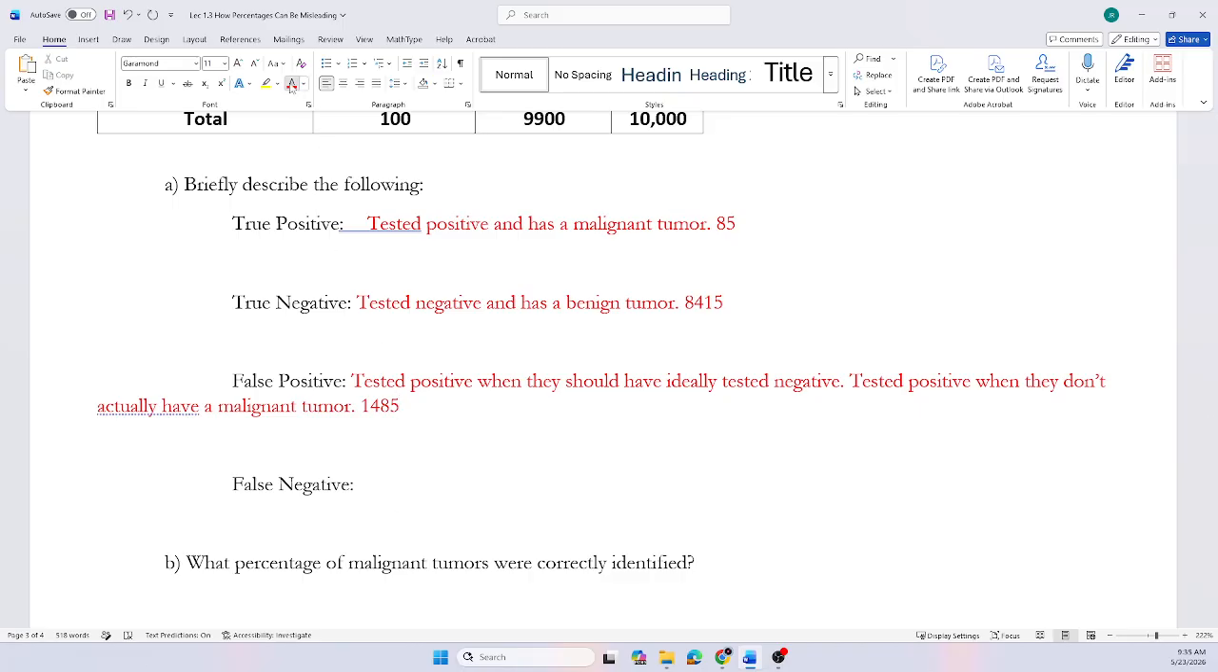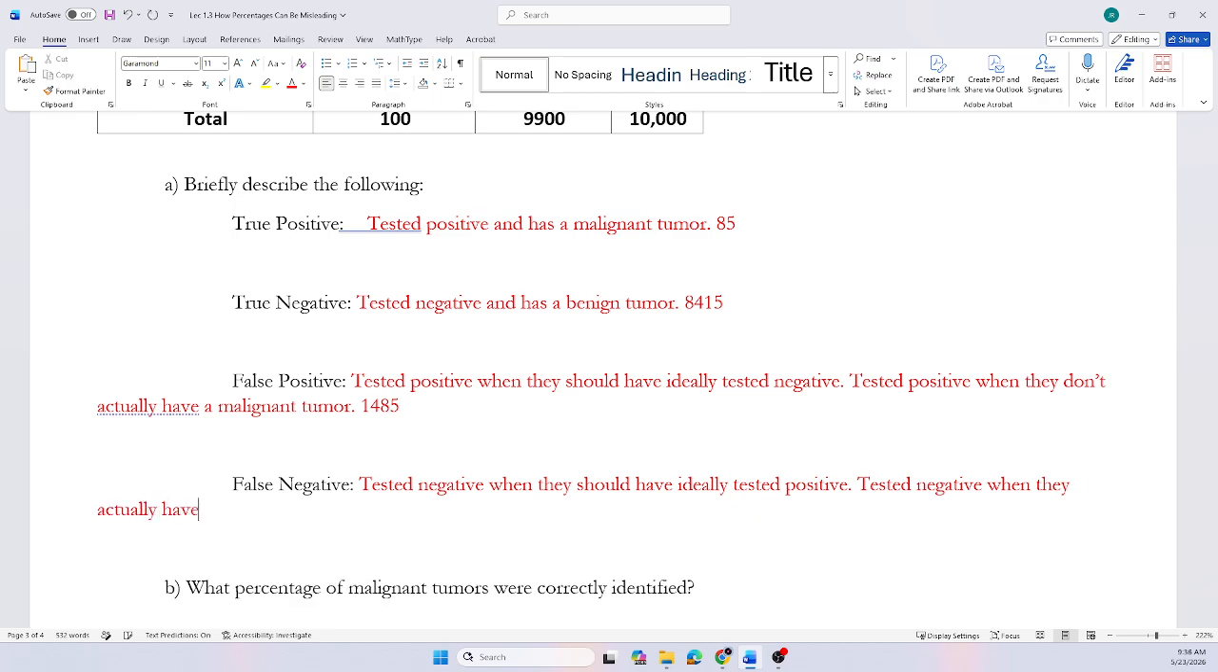And then if we go ahead and look at the false negative, this means that the patient tested negative, but it's false because they should have, in a perfect world, tested positive. In a perfect world, they would have received the test result that reflects reality. In other words, these are the people who tested negative when they actually do have a malignant tumor.